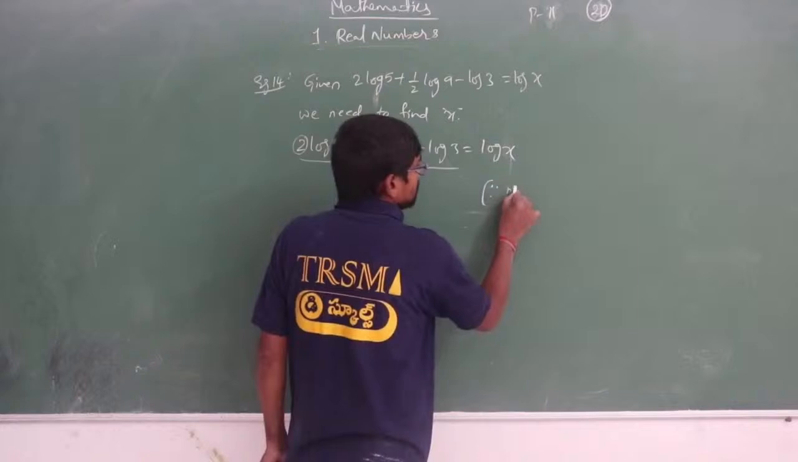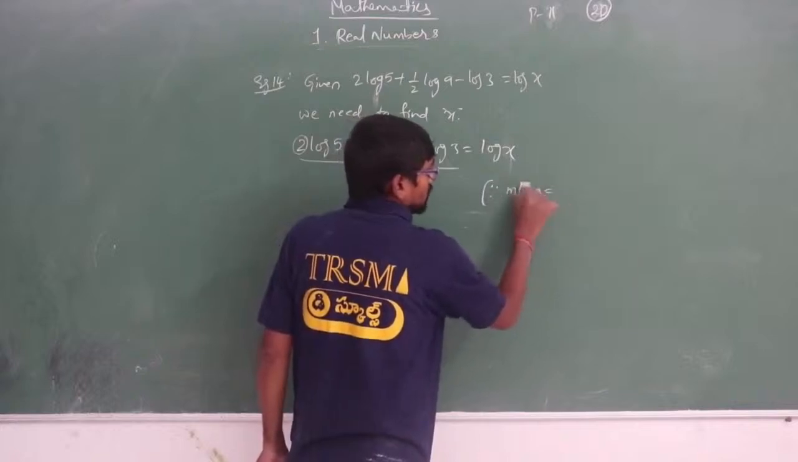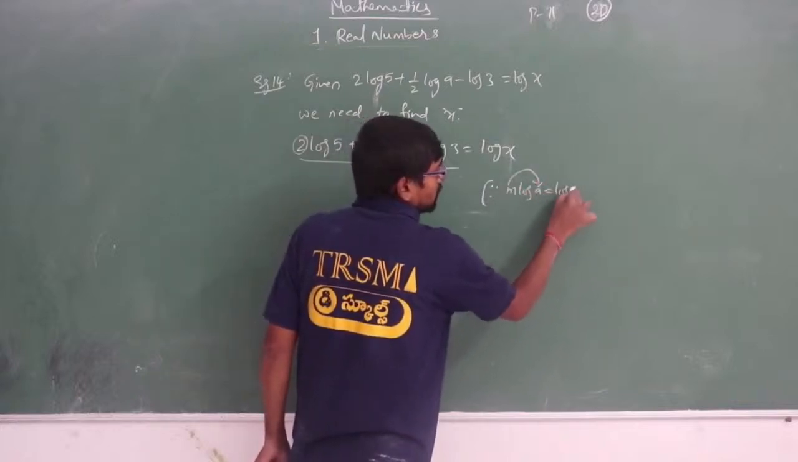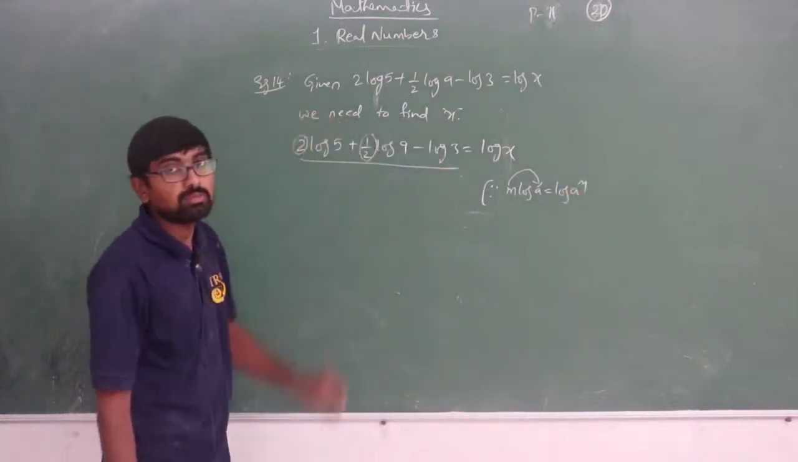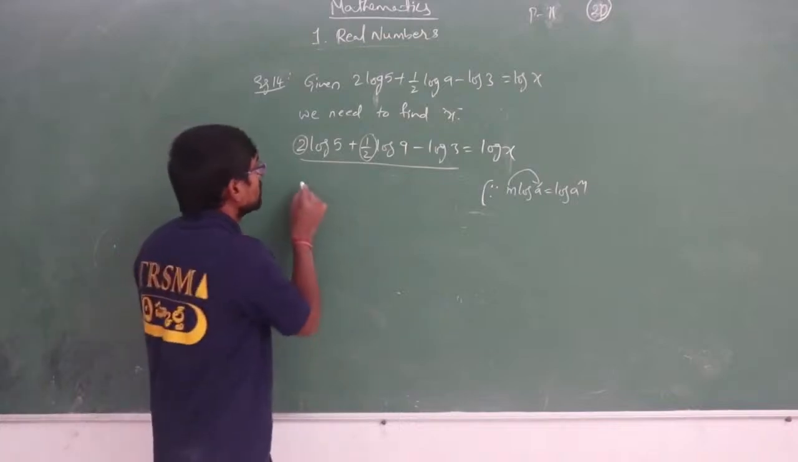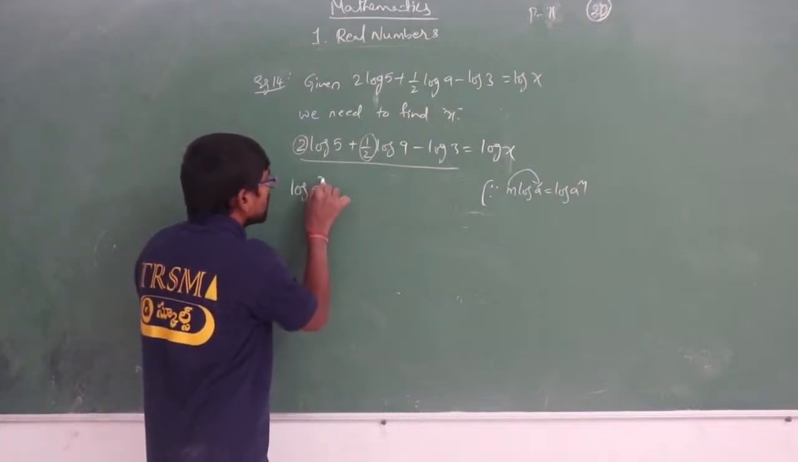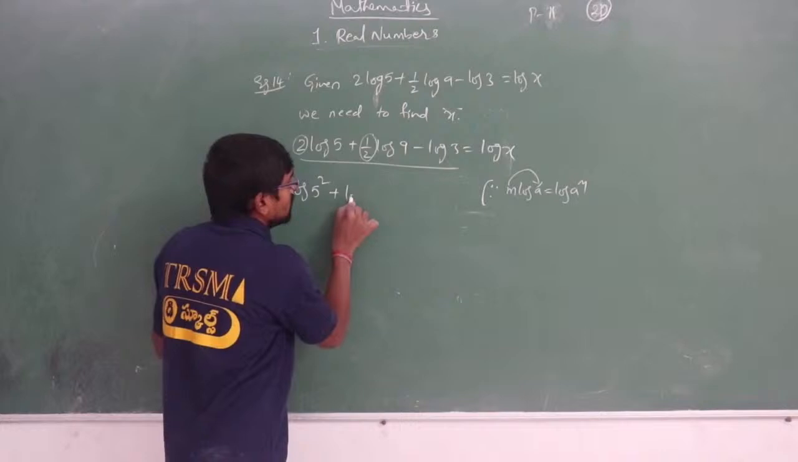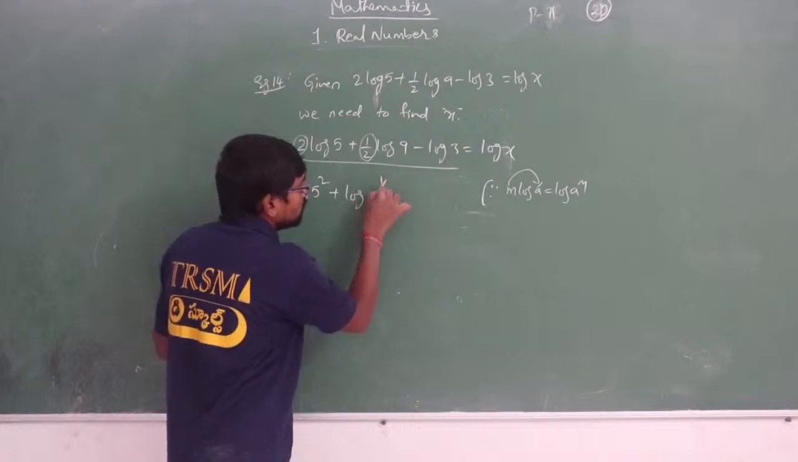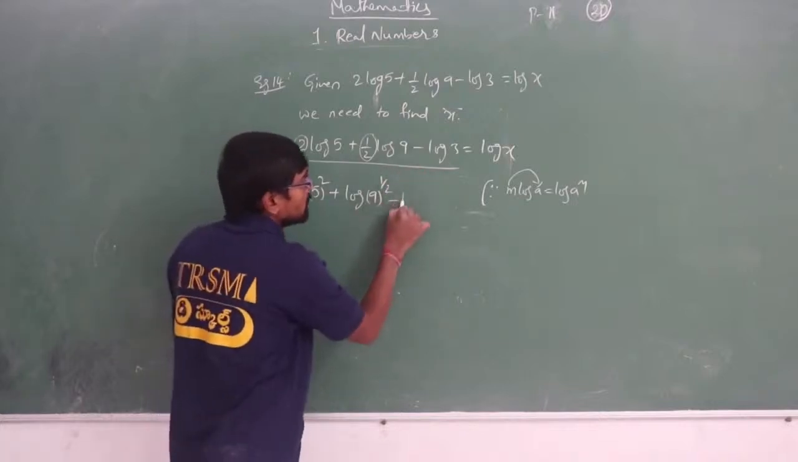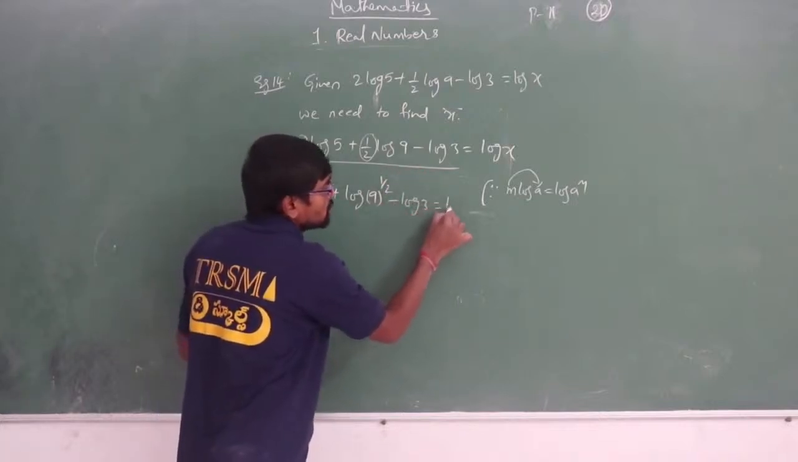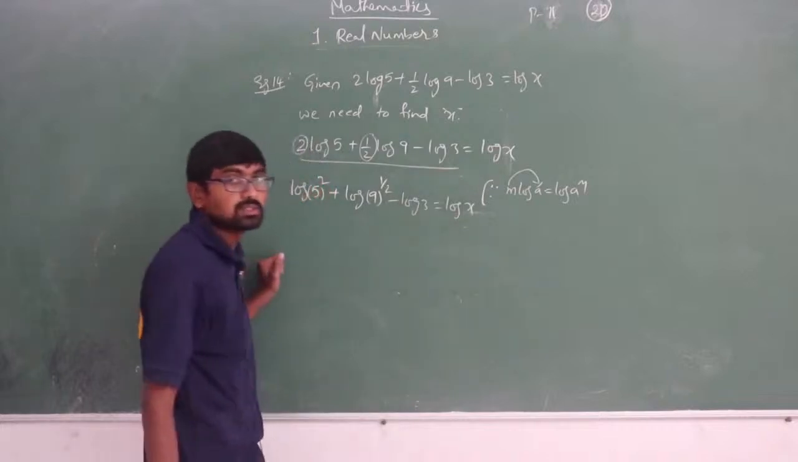What is that? m log a is log a power m, isn't it? This front number will be coming to the power of that value. So log 5 power 2 plus log 9 power 1 by 2, isn't it? Here it will be the same, minus log 3 is equals to log x, here also it will be the same.